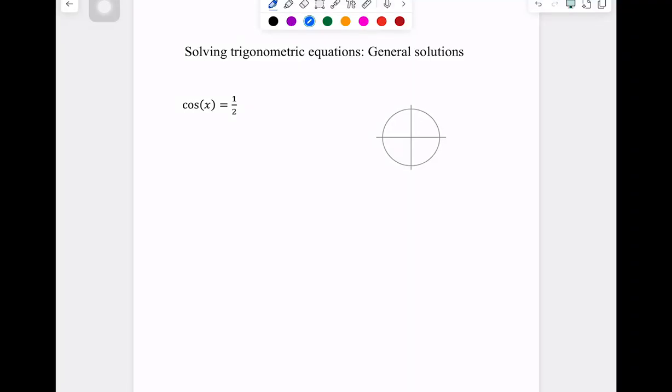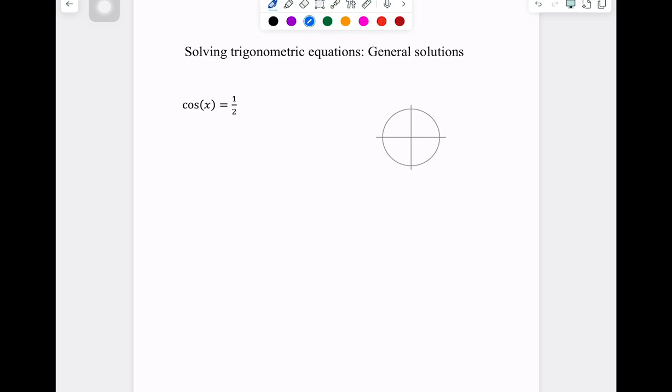In this video, we'll look at solving trigonometric equations using general solutions. In this particular example, we'll look at cos of x equals 1/2. The difference between general solutions and other ways of solving trigonometric equations is that usually you will be given a domain. But in this case, for general solutions, you aren't given a domain, which means that we need to find all possible solutions for this equation.